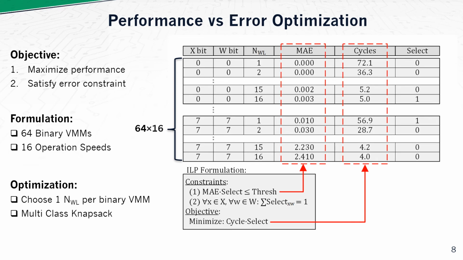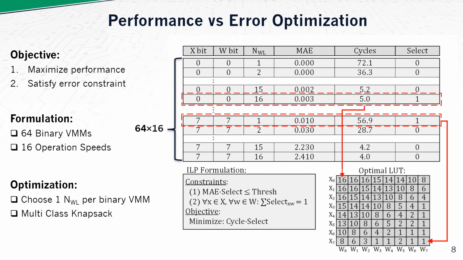So the solution to our optimization problem is minimizing the sum of cycles across the 64 binary VMMs, but ensuring that the sum of error across the 64 binary VMMs does not exceed our threshold. This optimization problem can be classified as multi-class knapsack with a minimization objective because we want to minimize total cycles. We implement this problem using an ILP solver in Python with the constraint shown here, and it runs in only 10 milliseconds. So an example of what we might look to do is operate the first binary VMM at 16 word lines per cycle since the error is so low, while also choosing to operate the last binary VMM at 1 word line per cycle since the error is so high.